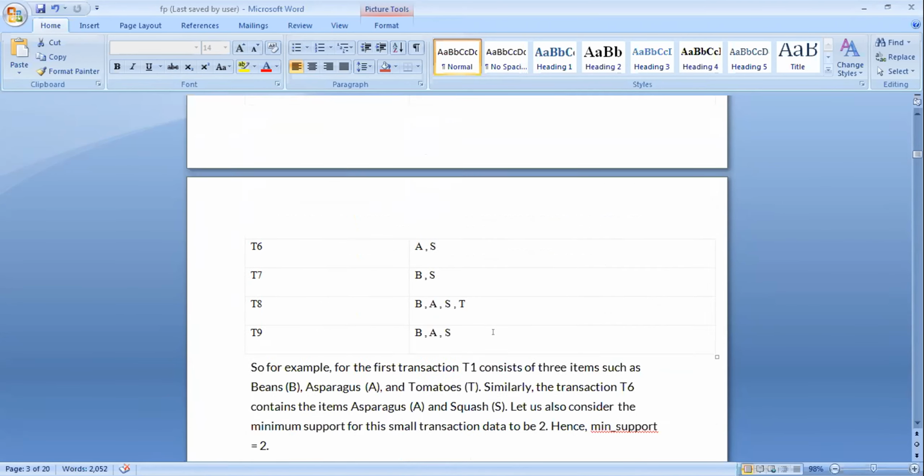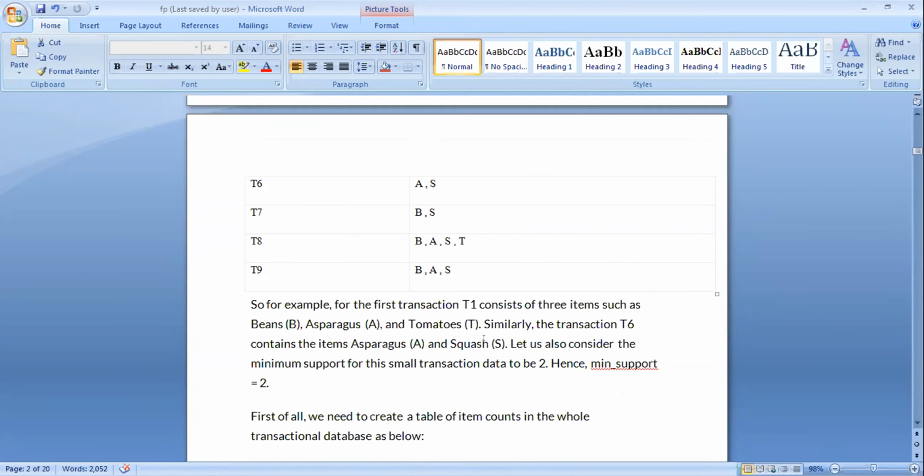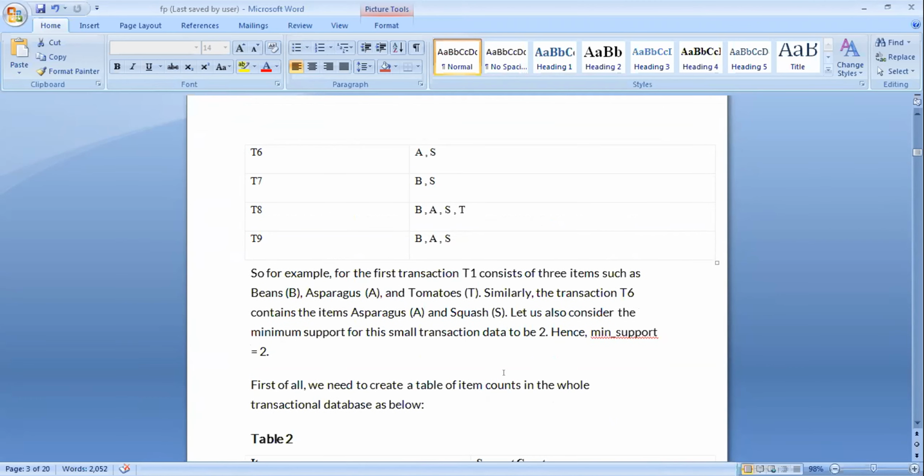Out of 9 transactions, the first transaction T1 is represented with 3 items: beans, asparagus, tomatoes. Similarly, transaction T6 also contains asparagus, squash. Let us also consider the minimum support of this small transaction data as 2. Hence, the minimum support is 2.